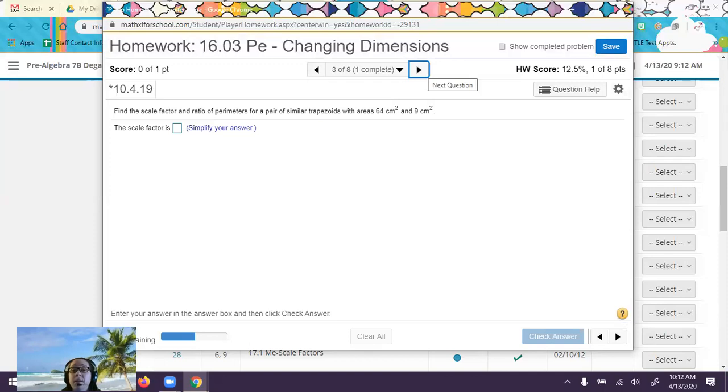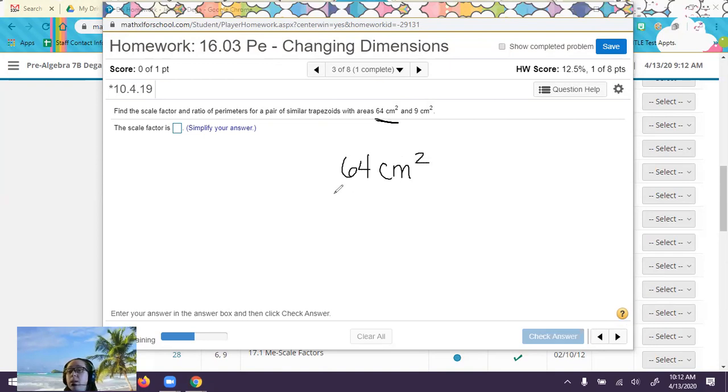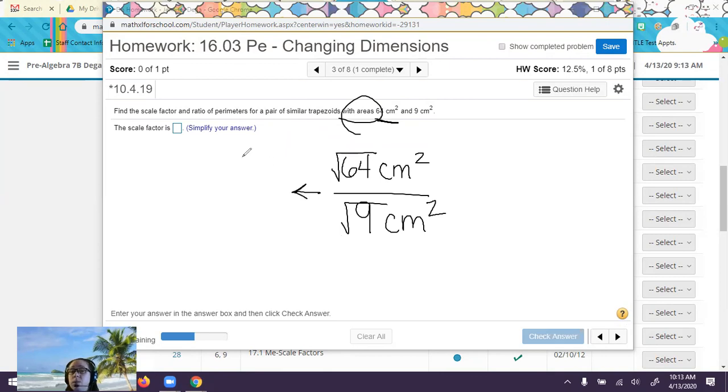Find the scale factor and ratio of perimeters. Okay, so they're giving us the area. Similar trapezoids, and whatever comes first goes in your numerator. So 64 centimeters squared over 9 centimeters squared. If they're giving us the area, what we have to do is take the square root to get down to the scale factor or ratio of perimeters. If they give you areas, always take the square root.